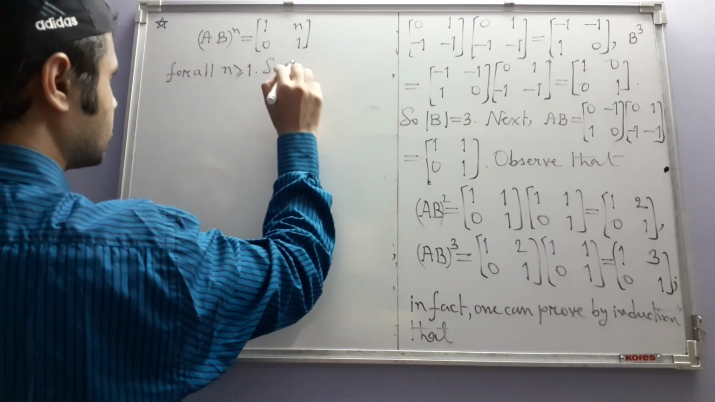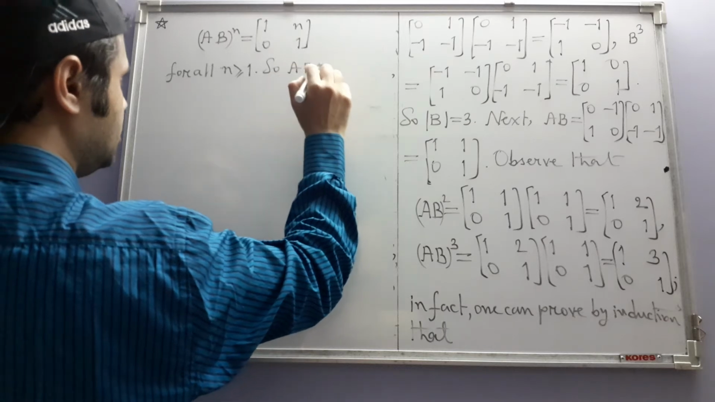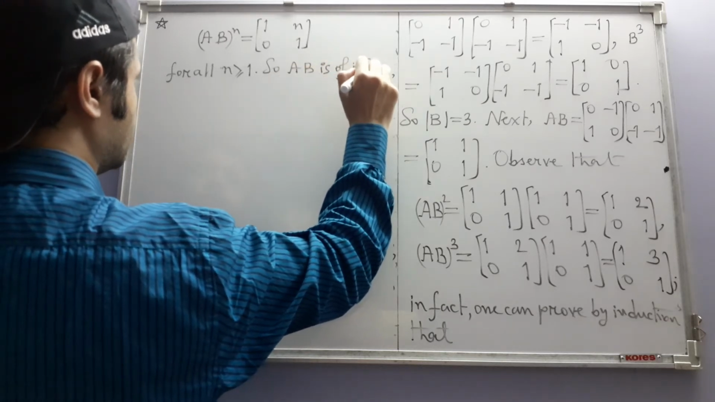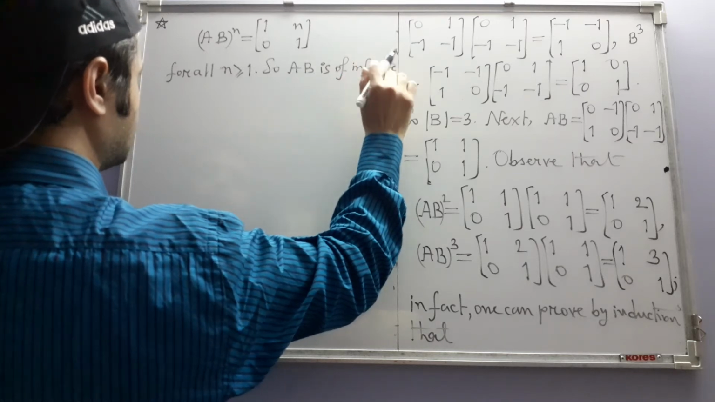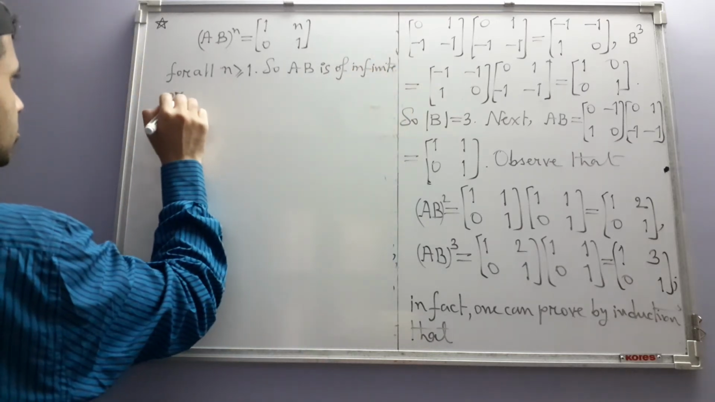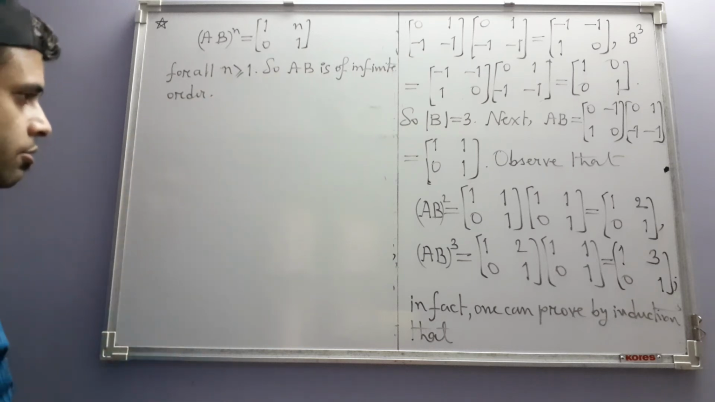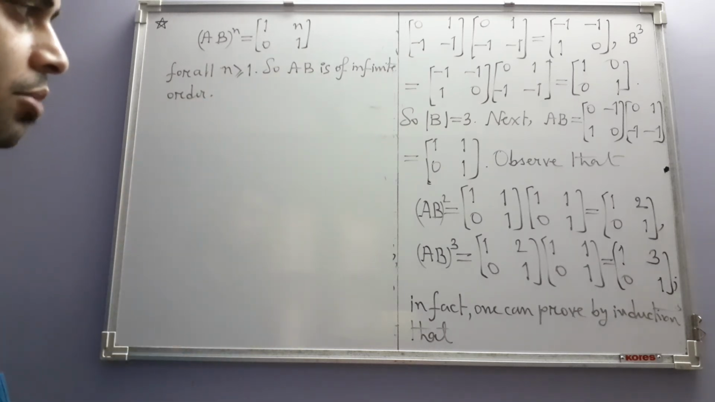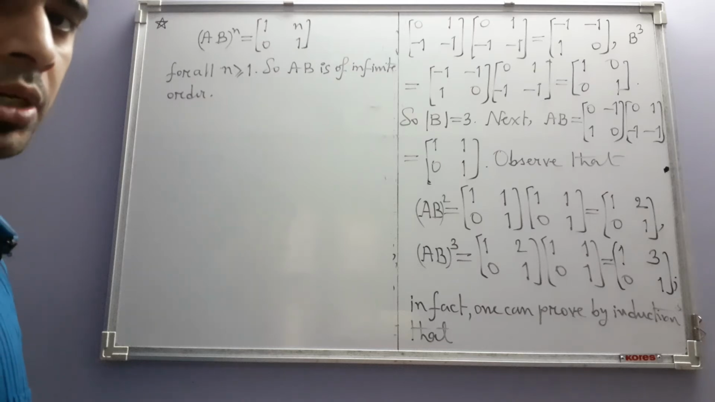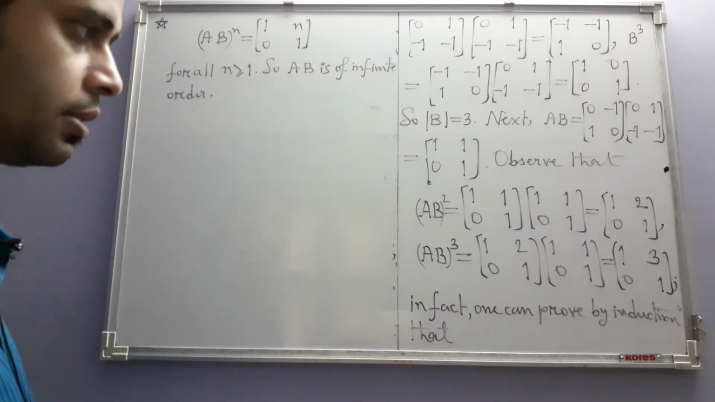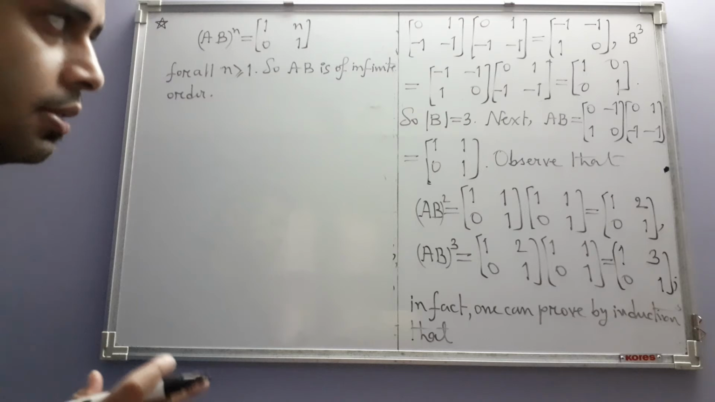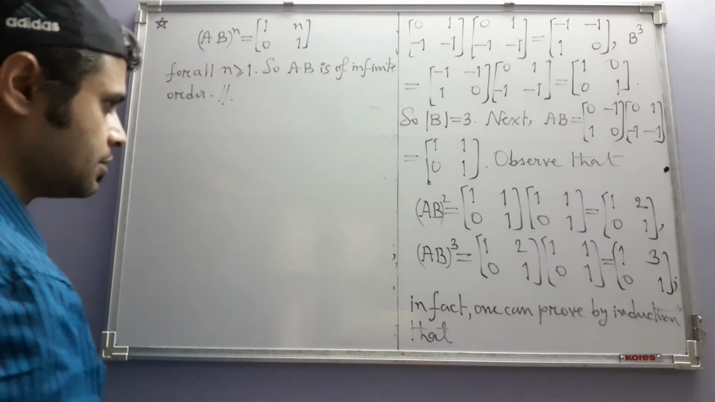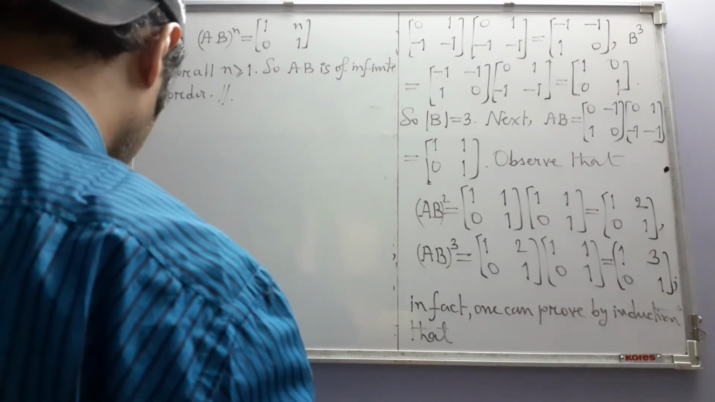So AB is of infinite order. So although A and B are elements of finite order, their product gives us an element that is of infinite order. That is the element of surprise in this exercise.